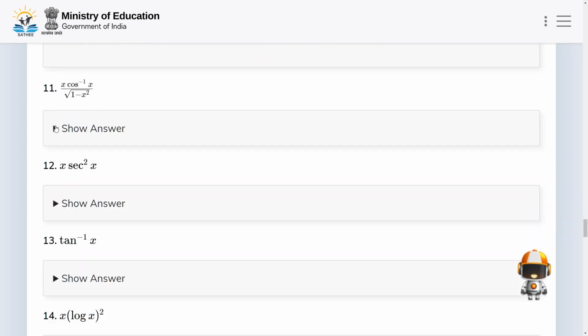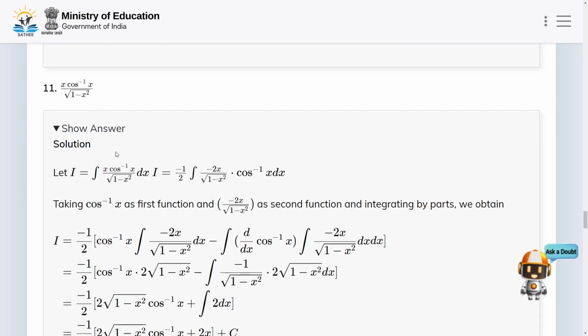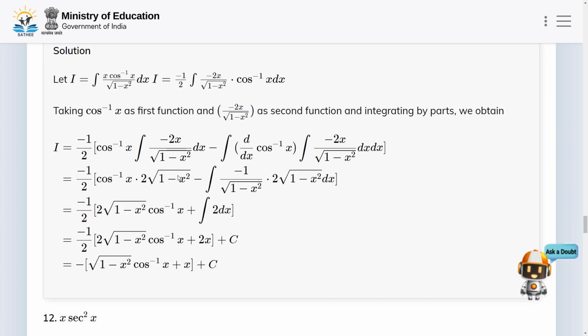Problem 11 is integration of this. Take cos inverse as your first function and this as your second function. What I'm doing is multiplying with minus 2 in numerator and denominator, so you get minus 2x divided by 1 minus x square. We also multiply with minus 2 in the denominator, so you get minus half common. Now you are left with this term.